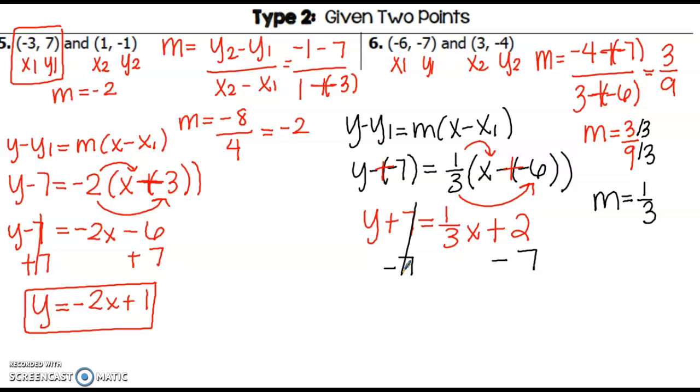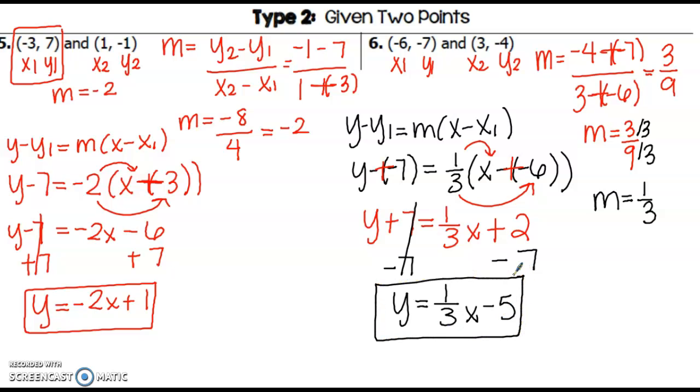This gets canceled. y is equal to 1/3 x. 2 minus 7, that's going to be a -5. And we are done.